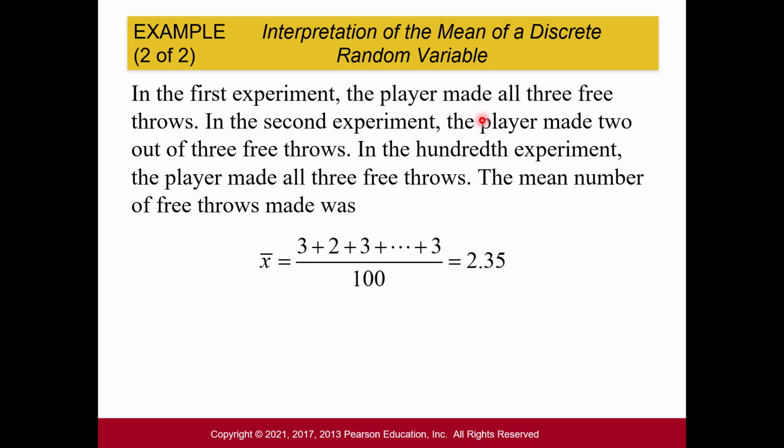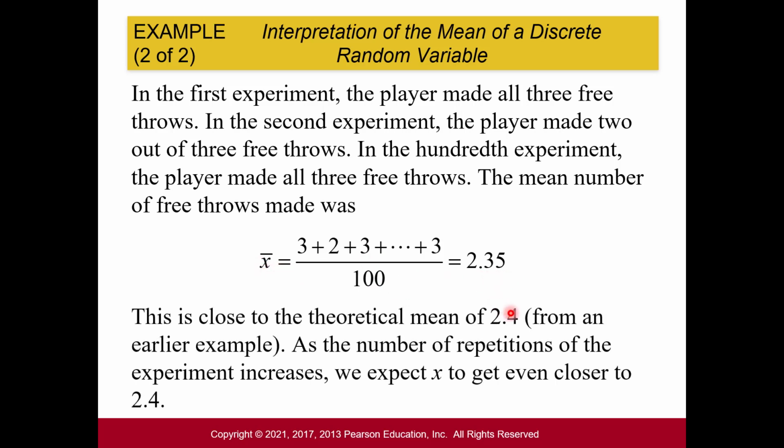So in the first experiment, we went through some values, they made a 3, and so on. If we add up all 100 outcomes and divide by the fact that there were 100 times we repeated this experiment, we would get that x bar, or the mean, is 2.35. And if you remember, when we calculated using our formula, we got 2.39, or approximately 2.4. So these are really close. 2.35 is really close to 2.4.